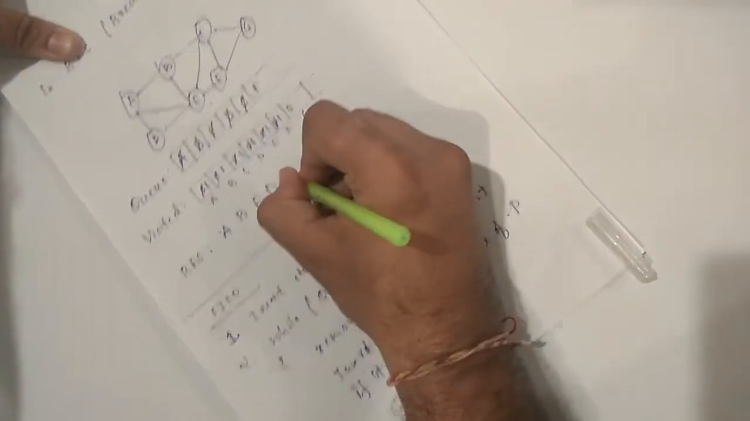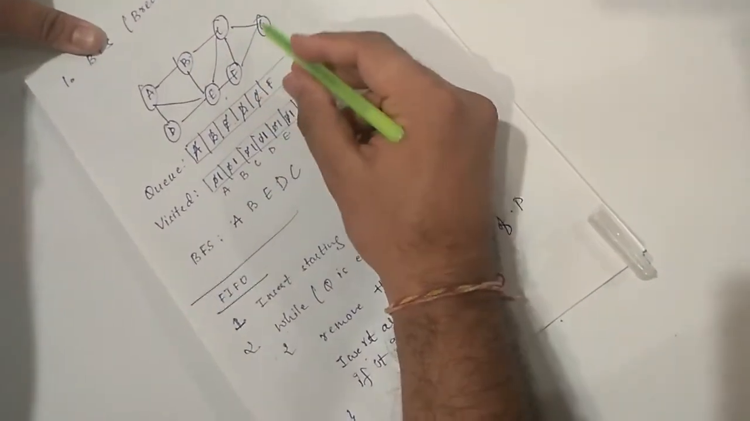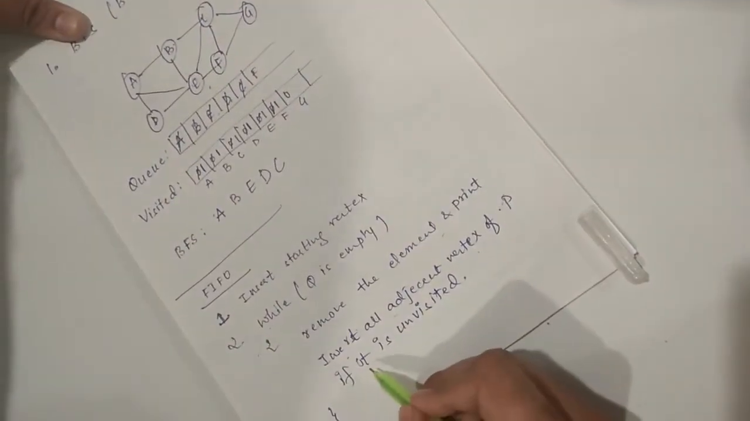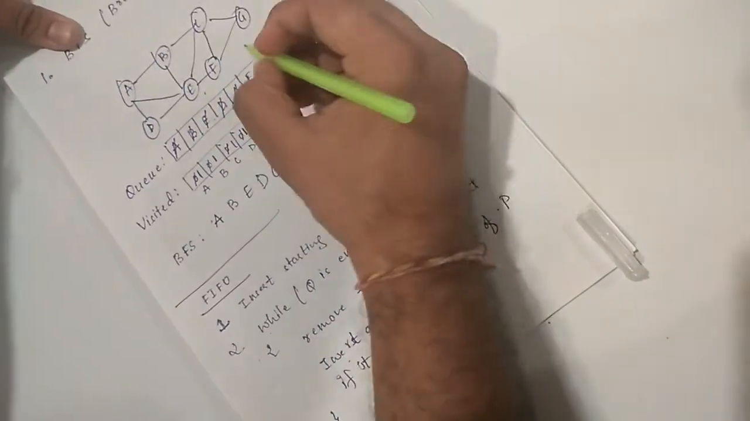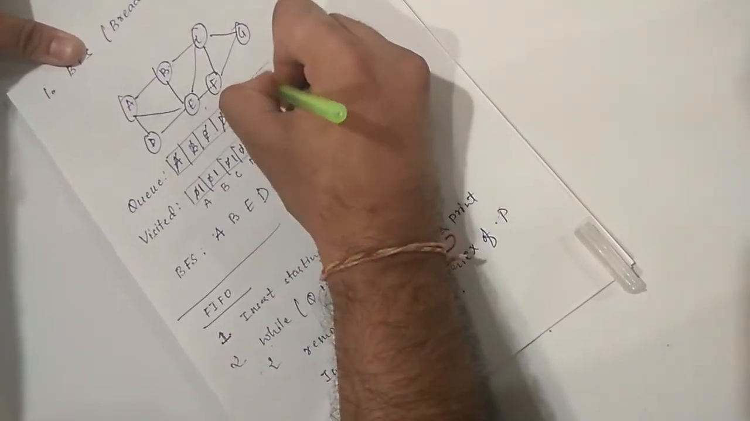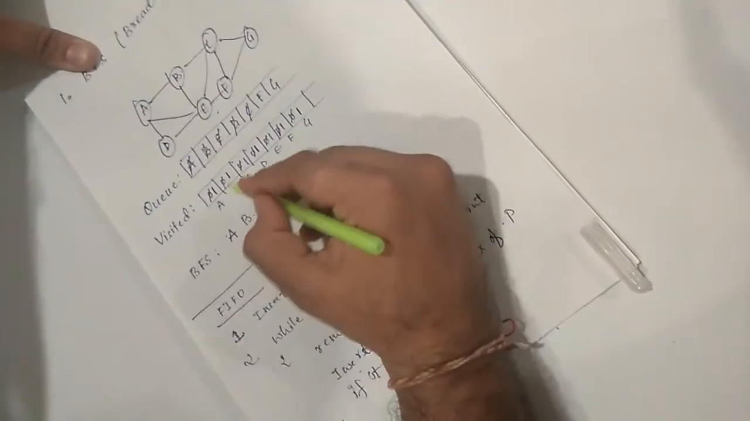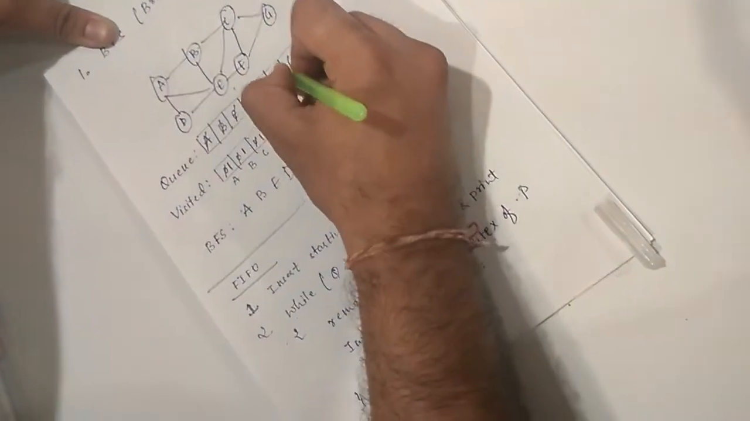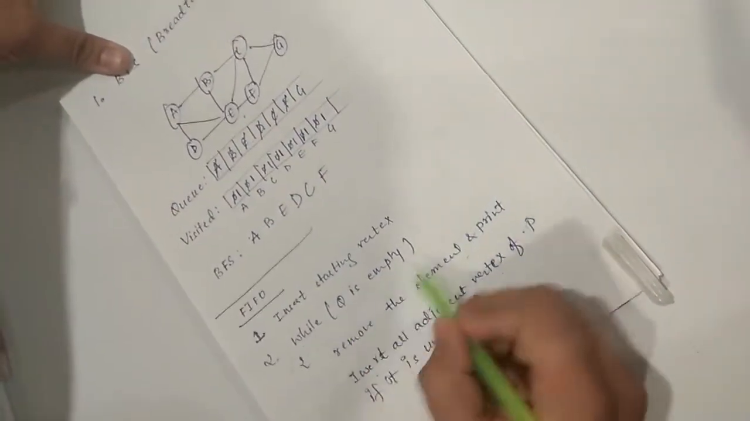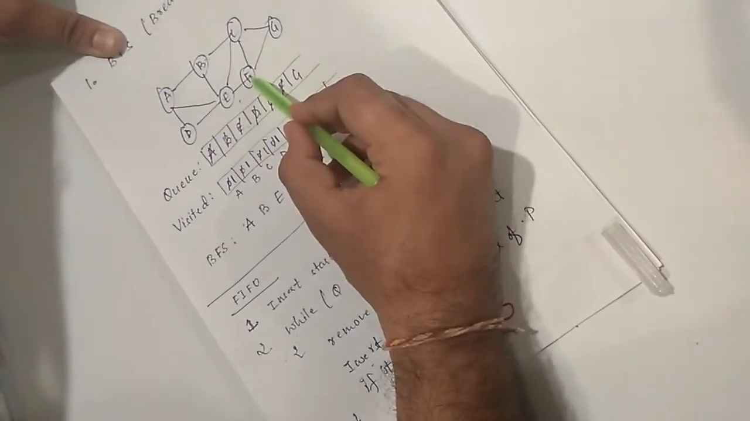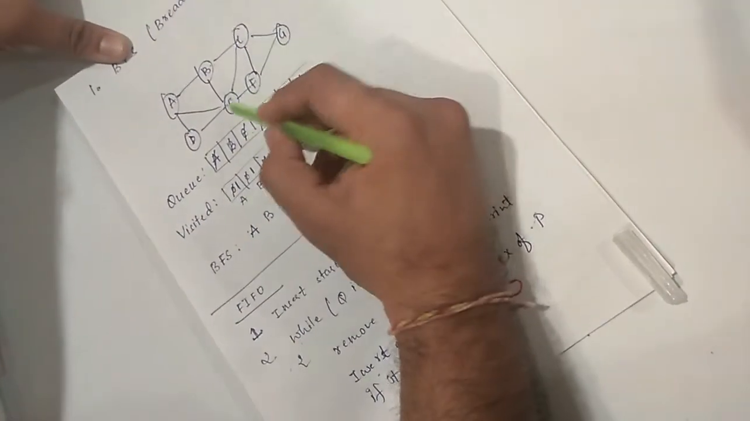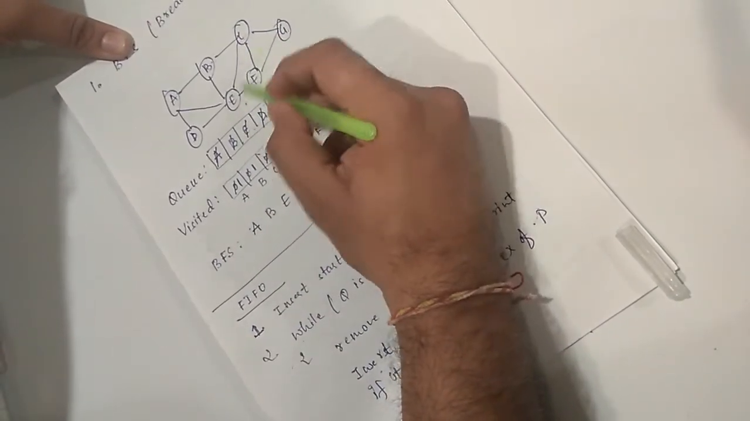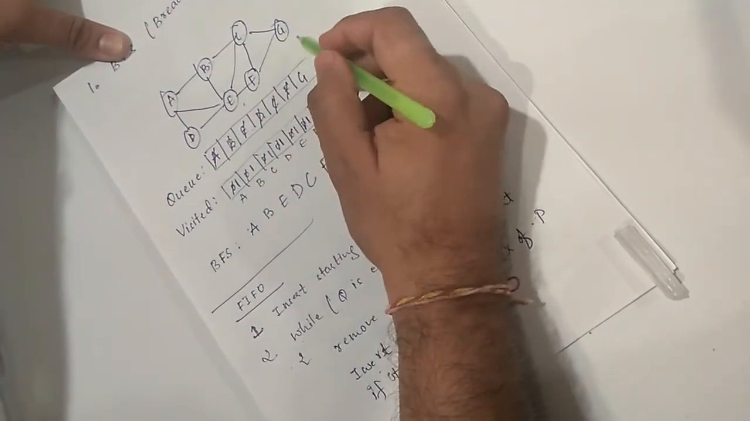Again, I am removing C and printing it. I need to insert the adjacent vertices of C. Now the adjacent vertices of C are B, E, F and G. Out of these, only G is unvisited, so I am inserting it inside the Q. Next, again I need to remove an element, F. I have removed the element F and printed it. I need to insert the unvisited adjacent vertices of F. E, C, G are the adjacent vertices. Out of these three, all are visited, so no new addition inside the Q.